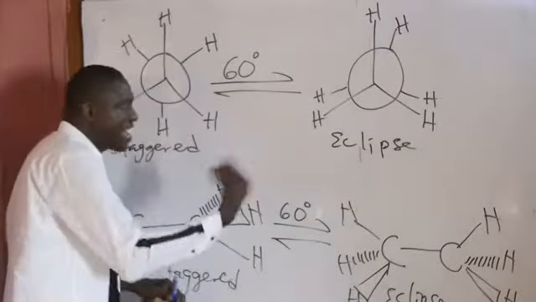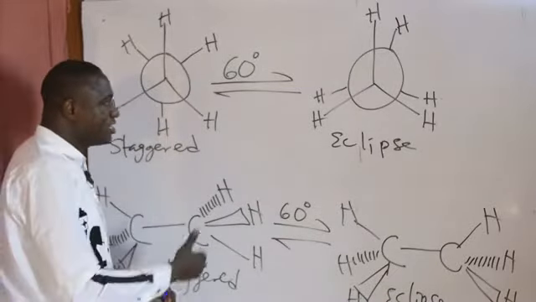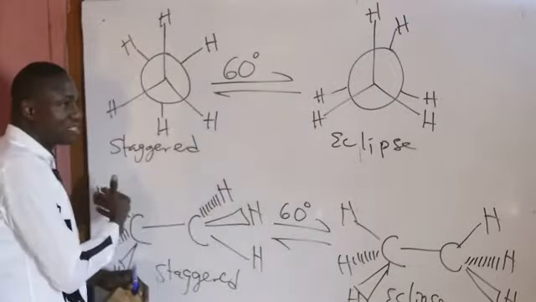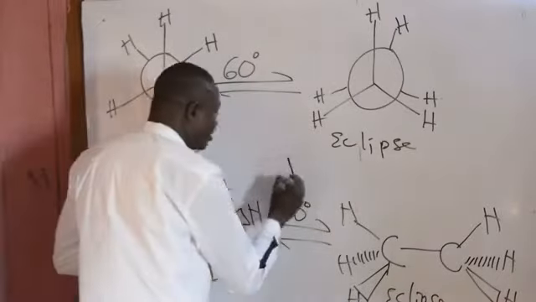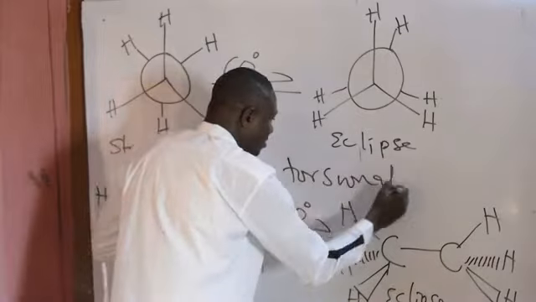So the extra energy of the eclipsed, which makes it less stable compared to the staggered, is what we refer to as torsional strain.